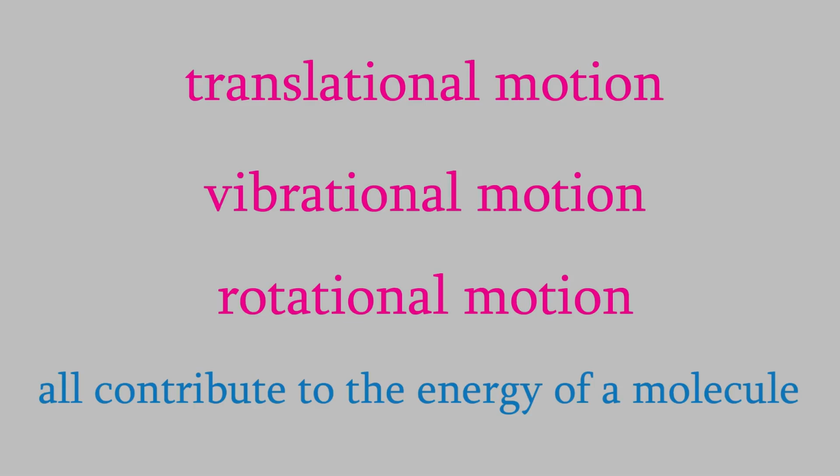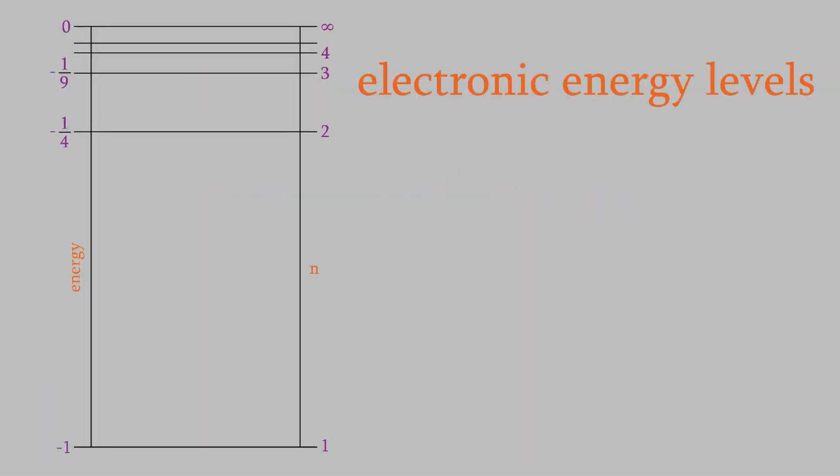But there's more. In addition to these three forms of motion, a lot of a molecule's energy comes from the electrons. As you learned in general chemistry, electrons can be in different energy levels, and each of these has a different potential energy that contributes to the overall energy of the molecule. So, overall, the energy of a molecule is a combination of contributions from the electronic energy, the vibrational energy, the rotational energy, and the translational energy. One thing we'll want to get a clear picture of is how these different energies are related to each other.